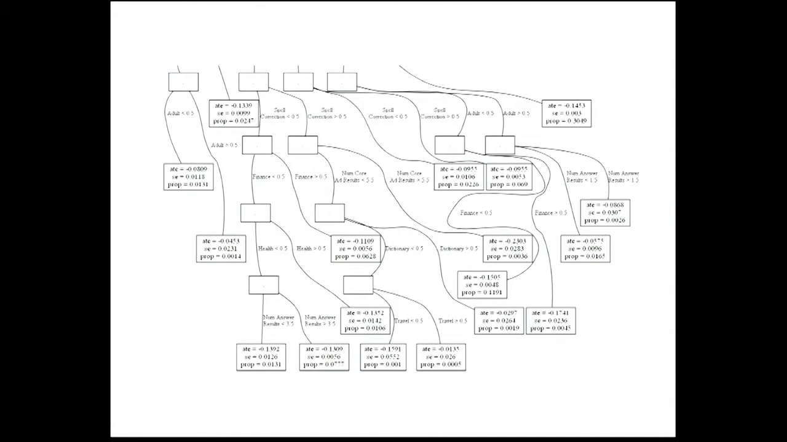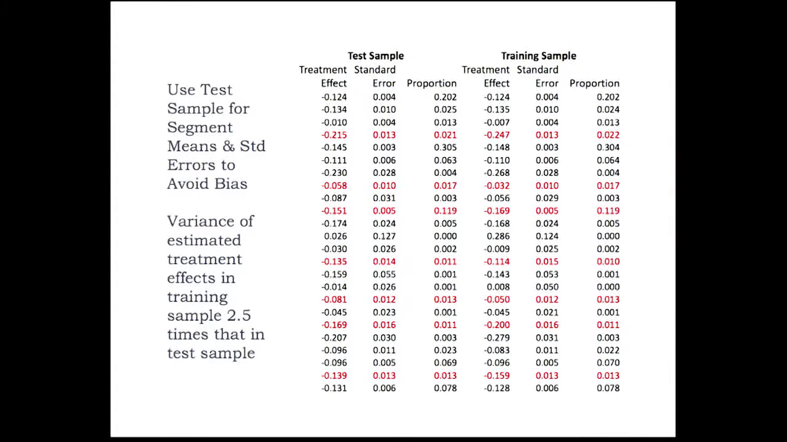This is the bottom of the tree, so we don't have time to go through each one of these, but if you actually spend time studying it, a lot of them are quite interpretable. A few more points I want to make. In this table, each line is a leaf. I've got the treatment effect, standard error, and the proportion of the population. And in the training sample, it turns out that the results on average are much more extreme than in the test sample.